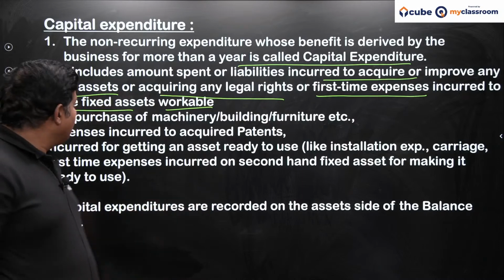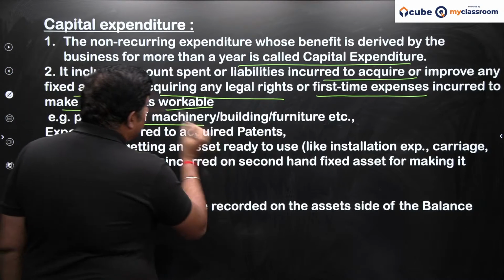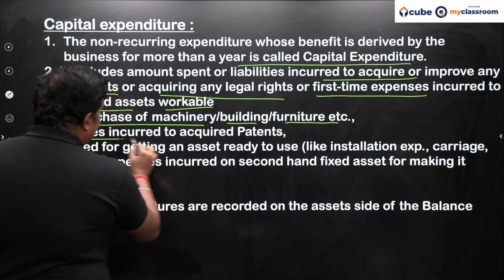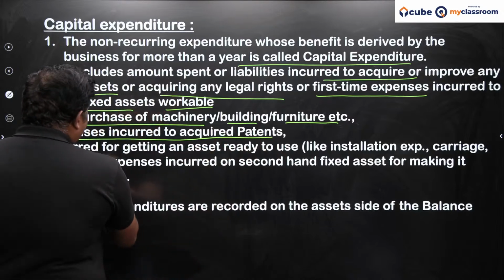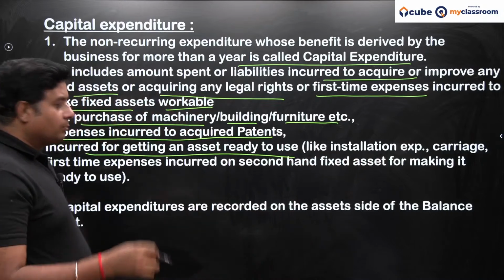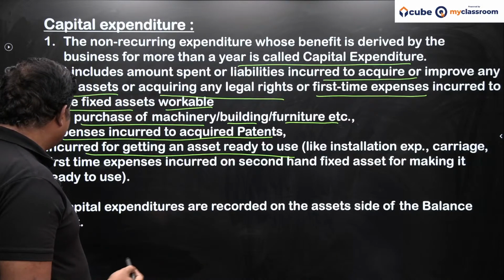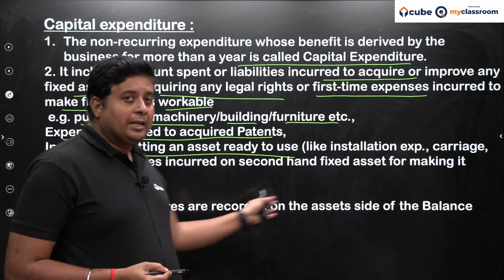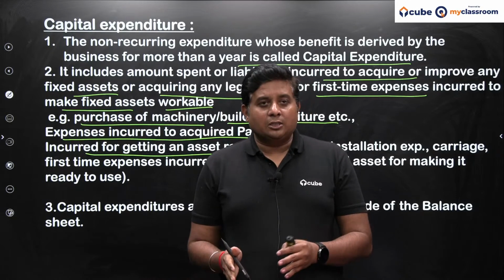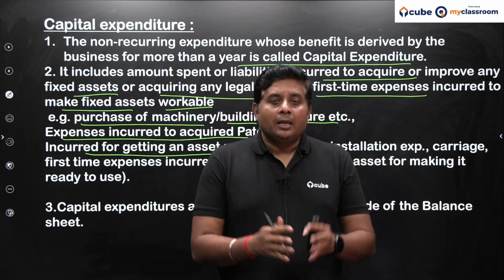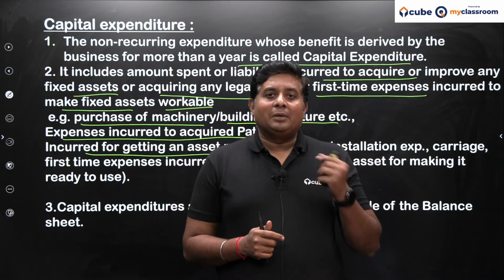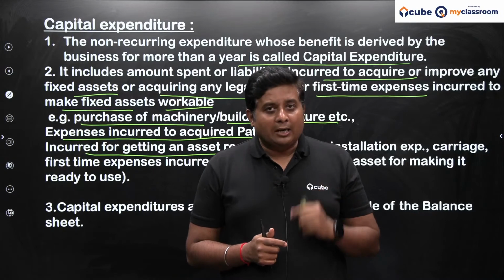Now we can have some example. Purchase of machinery, building purchase, furniture purchase like this. Expenses incurred to acquire patents, incurred for getting any asset ready to use like installation expenses, carriage, brokerage, whatever additional expenses you pay for this. And it is a capital expenditure and hence it should be recorded into the asset side of balance sheet. अब बाद में देखोगे कि ये जो capital expenditure होते हैं वो asset side of balance sheet में आते हैं. In a layman language, it is very easy to understand. Buying an asset is called a capital expenditure.